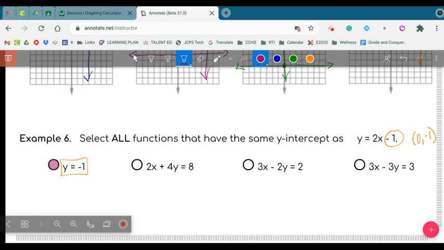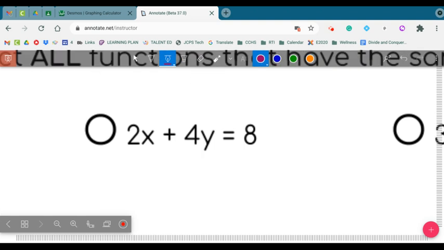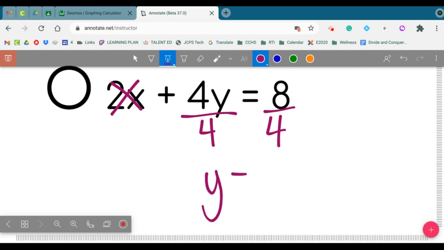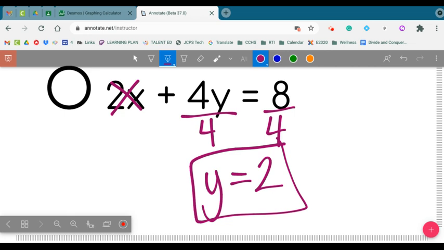The next 3 are all in standard form. If it's in standard form and we're trying to find our y-intercept, we're just going to try to find the y value. So this is where you can cross off the x value. To find the y, got to divide both sides by 4. So I'm going to get y equals 2. Is that the same as -1? No. So this one is not an option.